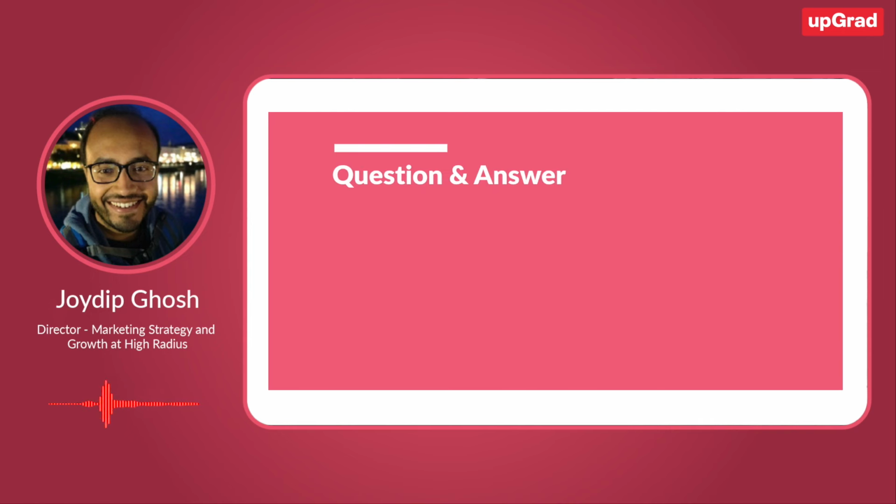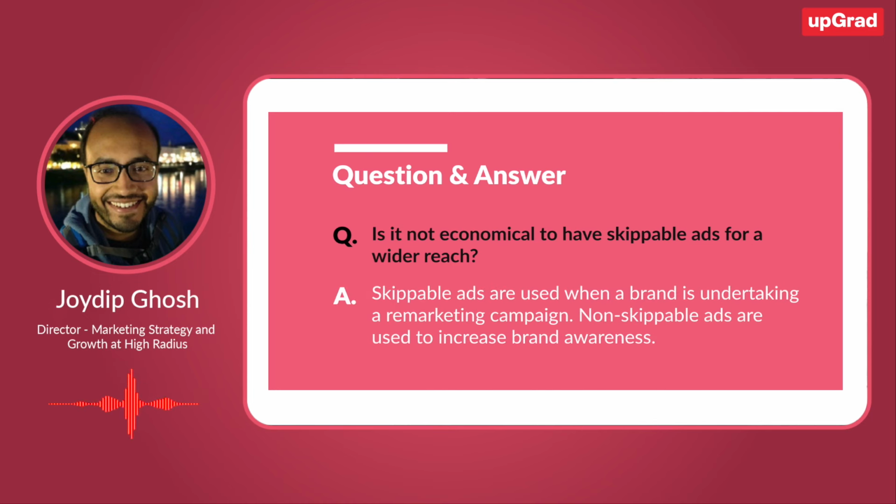Is it not more economical to have skippable ads for a wider reach as more people see them? Skippable ads are used when you are doing remarketing, when the consumer is in the middle of the funnel and you only want to pay for views of people who are actually interested in your brand, maybe in a remarketing campaign. That is when skippable ads are used.